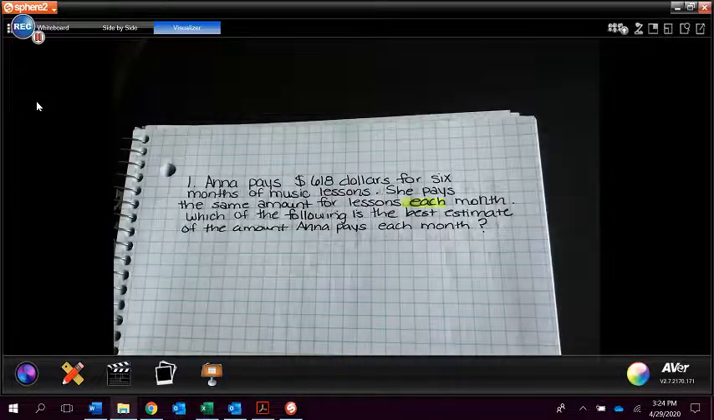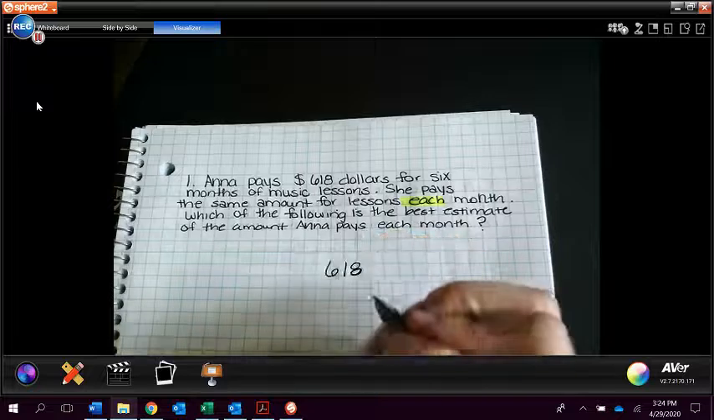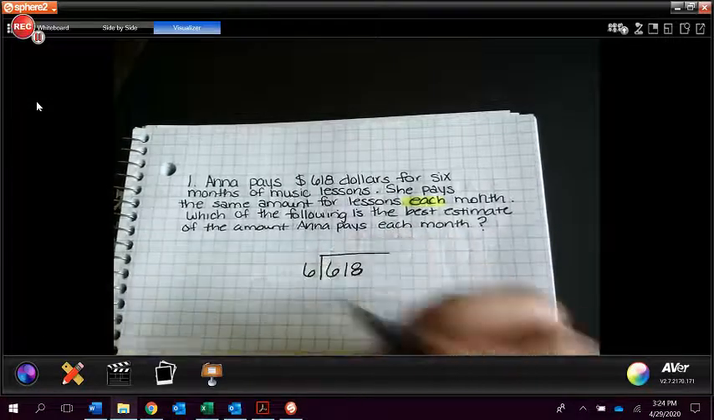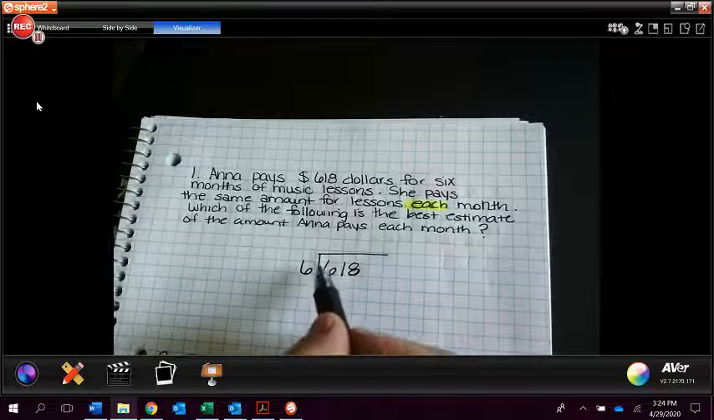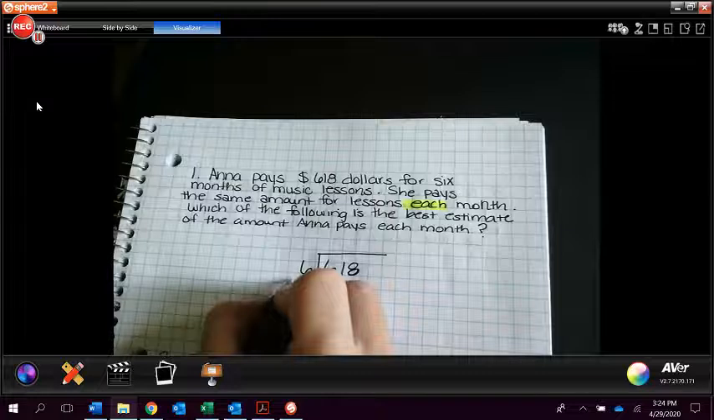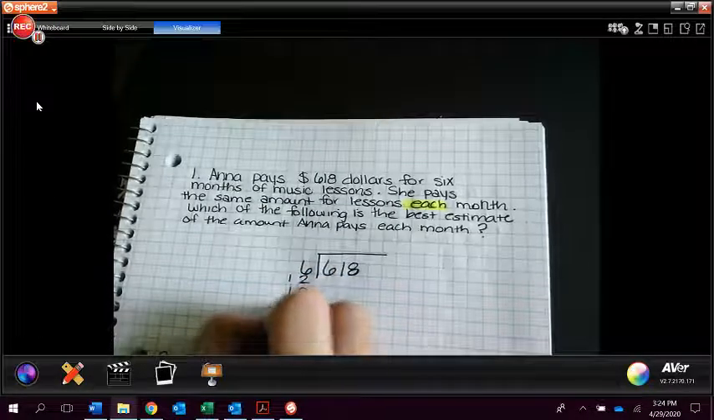So since she pays $618 in 6 months, I'm going to divide that into 6 because she does it 6 times. And it gives us this amount. So again, remember to do your multiples of 6. This makes it a lot easier. So we can go ahead and do our multiples of 6 here.